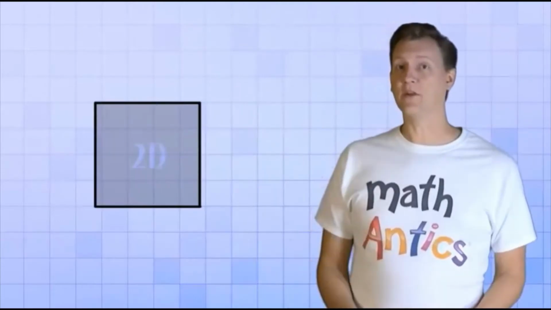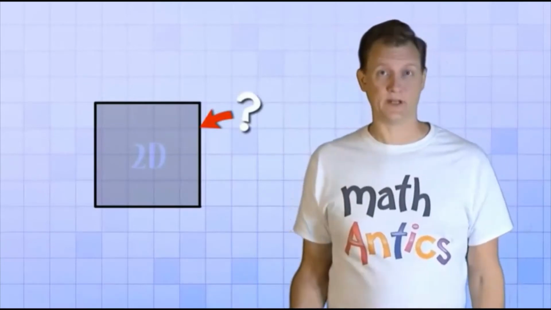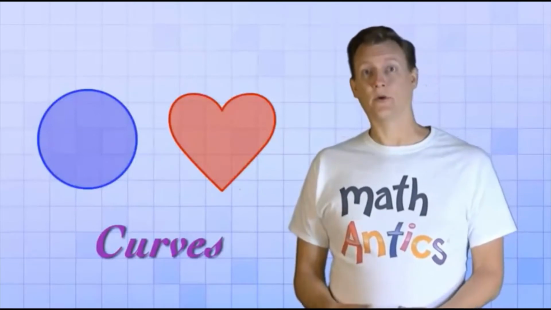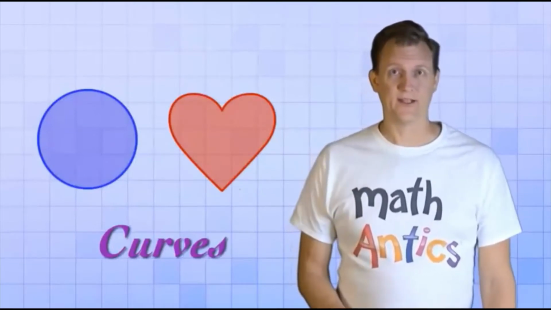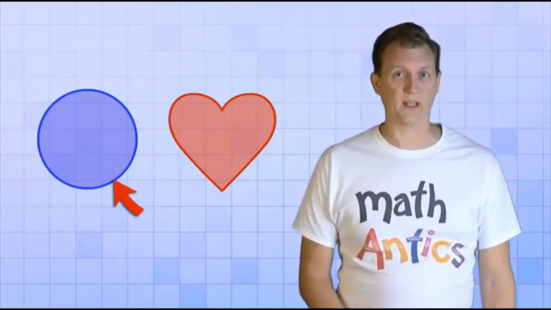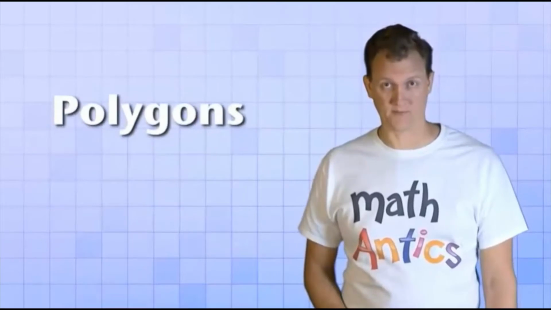Okay, so now that you know what perimeter is, how do we measure or calculate it for different geometric shapes? Well, that depends on the shapes. Finding the perimeter of shapes that have curves, like circles or hearts or things like that, can be tricky. In fact, we'll wait and talk about the perimeter of a circle in another video. In this video, we're just going to focus on how to find the perimeter of polygons.